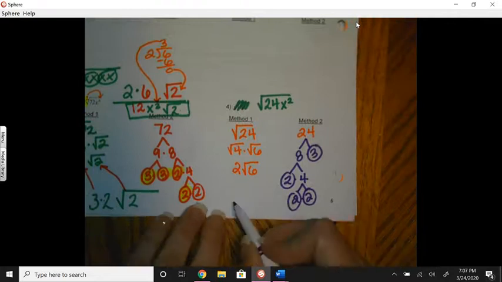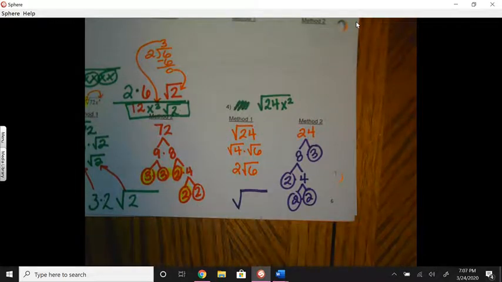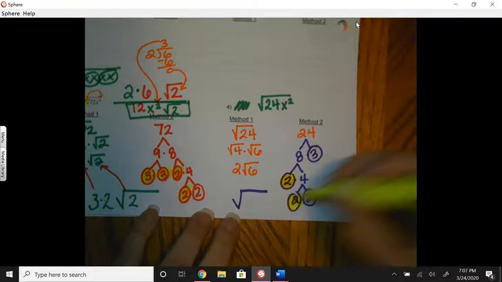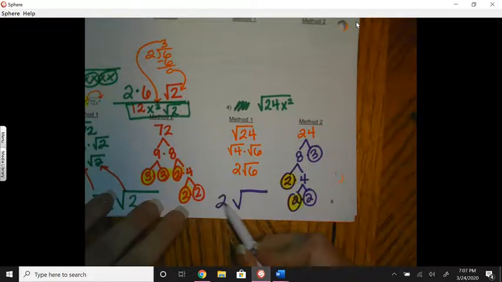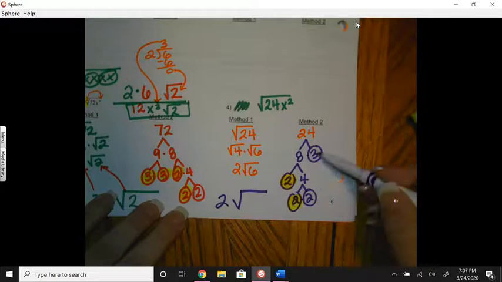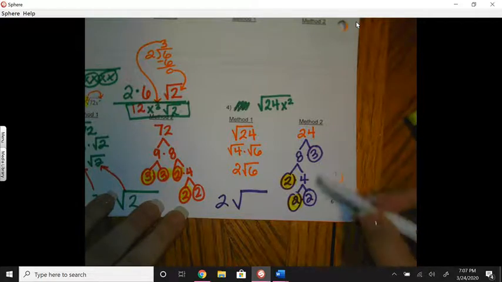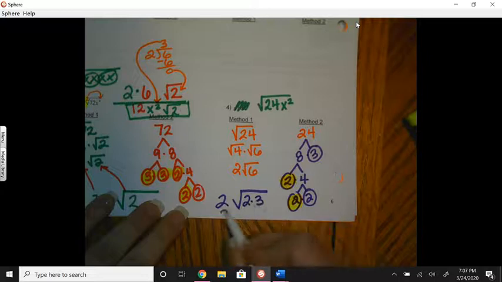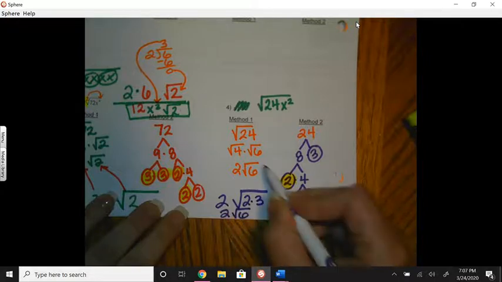And then we think of this like a jail, and we need two of the same numbers. So we have these two here, but only one makes it out. And then these two don't match. So we would have a 2 and a 3 left inside, which would get us 2 radical 6, which is the same thing we got here.